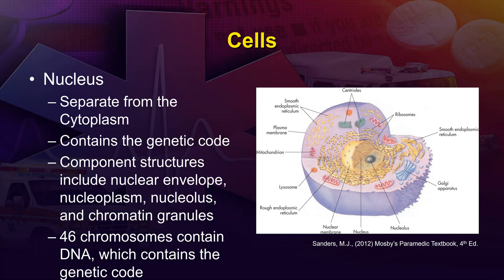The final organelle of our discussion is the nucleus, and the nucleus can be broken down into subsections, but we don't need to review that just yet. We will just highlight that we have the nuclear membrane, the nucleus, and the nucleolus. Now, those structures all together hold all of the genetic code for that cell, and that genetic code is in 46 chromosomes bound up in DNA.